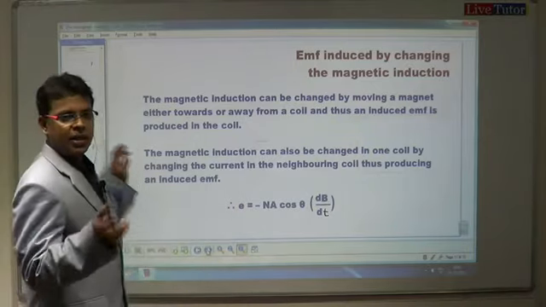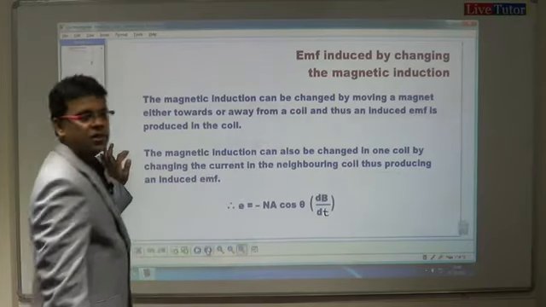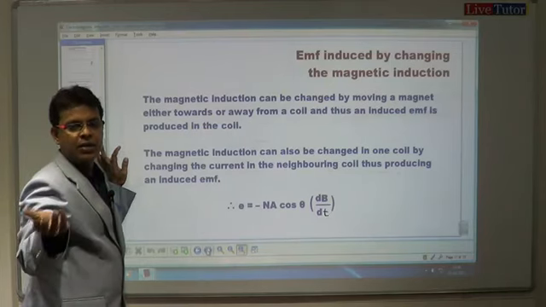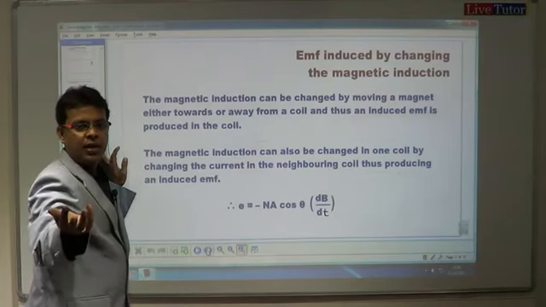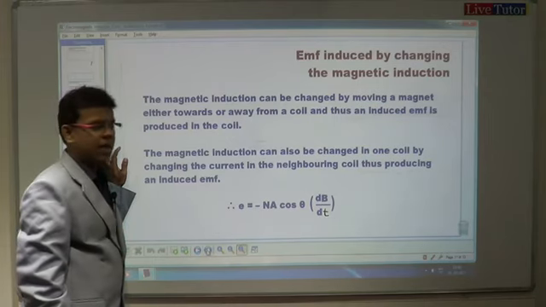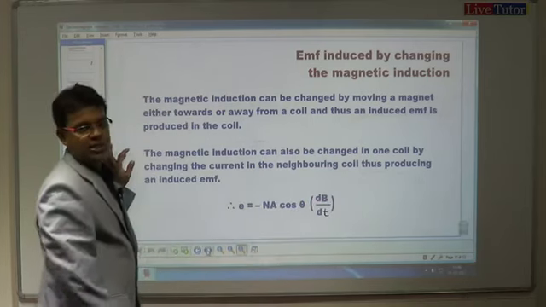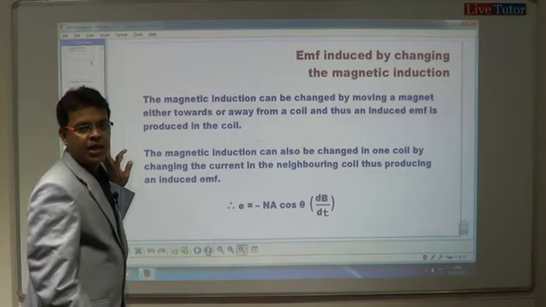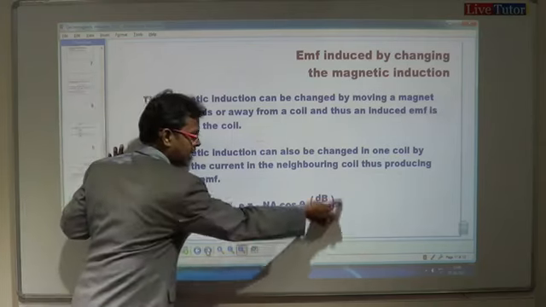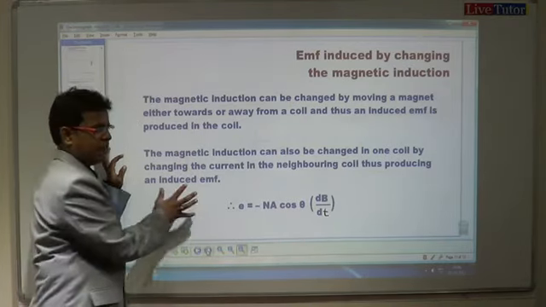And similarly, the magnetic induction can also be produced by changing the current in the neighboring coil. Like mutual induction-ல பார்த்தோம் இல்லையா, ஒரு காயில்ல கரண்ட் சேஞ்ச் பண்ணும்போது என்ன ஆகும், இந்த செகண்ட் காயில்ல EMF will be induced. அதனால the change in magnetic induction, அதான் dB by dt-ன்னு சொல்றோம். Rate of change of magnetic induction. So இத சேஞ்ச் பண்றதுனால we can create an EMF. Right? So this is the first point.